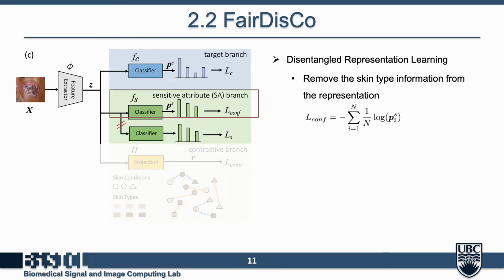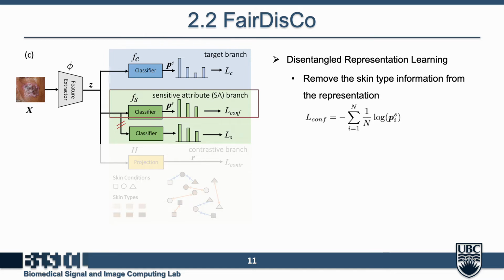The sensitive attribute branch contains a classifier to predict the skin type based on the representation. We used a confusion loss on this branch to remove the skin type information from the representation. It calculates a logarithm on each position in the prediction vector and then takes an average on them. When minimizing this loss, the network is enforced to estimate equal probability for all skin types, which means the representations are free of skin type information.